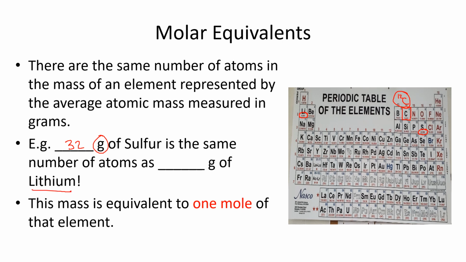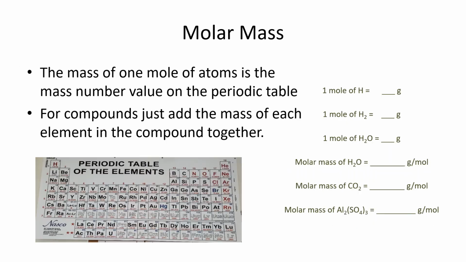There's lithium with roughly 7 grams. So 7 grams of lithium will have the same number of atoms as 32 grams of sulfur. It's just the sulfur atoms are larger. So that equivalent number of particles that matches the mass number on the periodic table, that is 1 mole of any element. So these mass values off the periodic table are now useful because they also represent the mass of a mole of particles, that base quantity of particles.